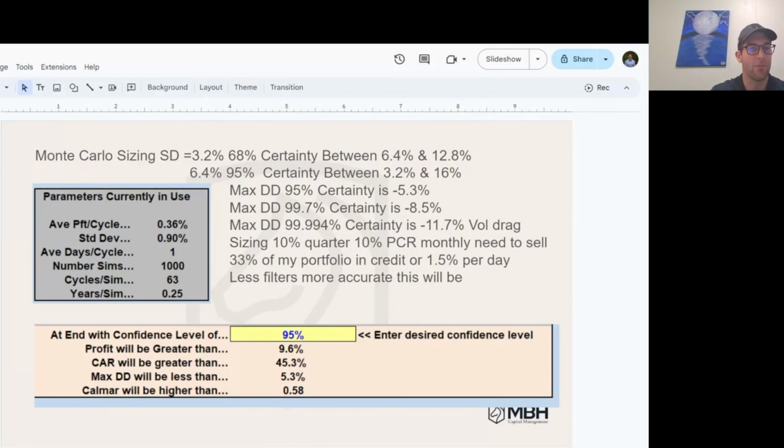So if we add that 3.2% standard deviation, we know that within a 3 standard deviation confidence interval, which is roughly 1 in every 300 times, so once a year, we could have up to an 8.5% drawdown, and then once in 30 years or a 4 standard deviation confidence interval, we could have up to an 11.7% drawdown, which we start to get in the territory of vol drag, which is if we have a 10% drawdown, we need an 11% return to get back to even.